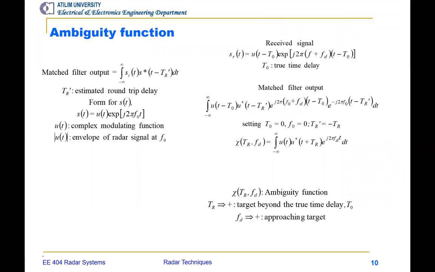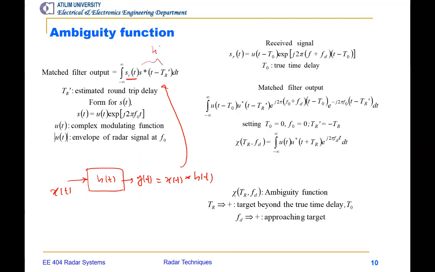What is the output of the matched filter? This is from the signals and systems course. If we get an x of t, the output y of t is going to be x of t convolved with h of t. So this is just like this, convolution of the received signal with h of t minus tau, which is convolution with integration. Here, TR prime is the estimated round trip delay, as we said earlier. Now we use this and try to derive the ambiguity function.